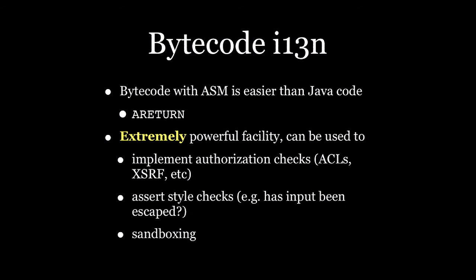As I said, bytecode is a lot easier than Java code, so a return makes it really, really easy. This Java instrumentation facility is actually very, very powerful because it lets you do a lot of things that you cannot really do easily in other languages. You can use it to implement a lot of stuff: authorization, access checks. You can do assert style checks that I was talking to you about. You can simply dynamically instrument your servlets to add all of those checks, and they will not be in the code, but they will still fail when some assertions are not true.